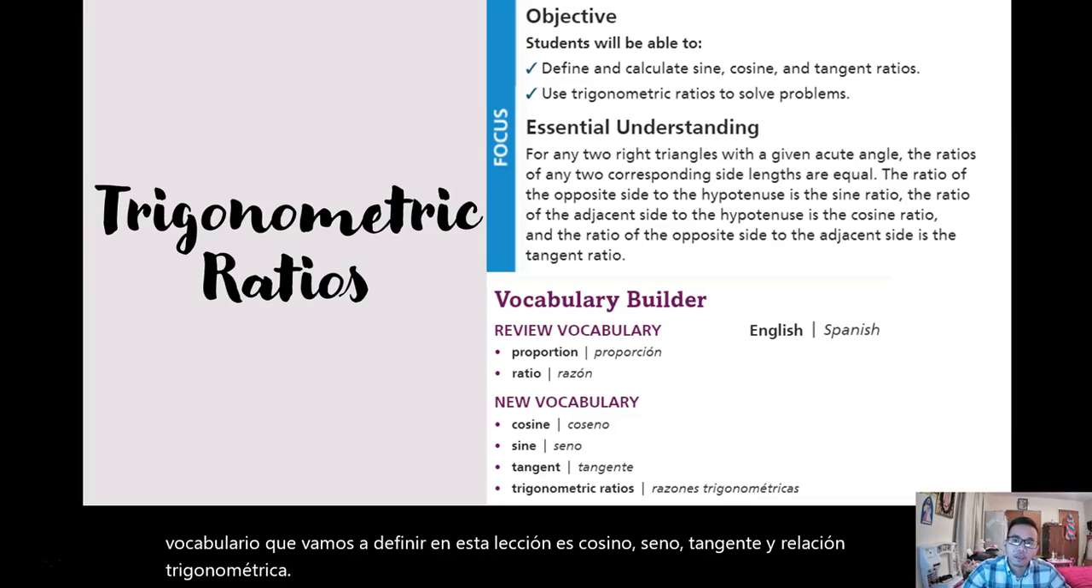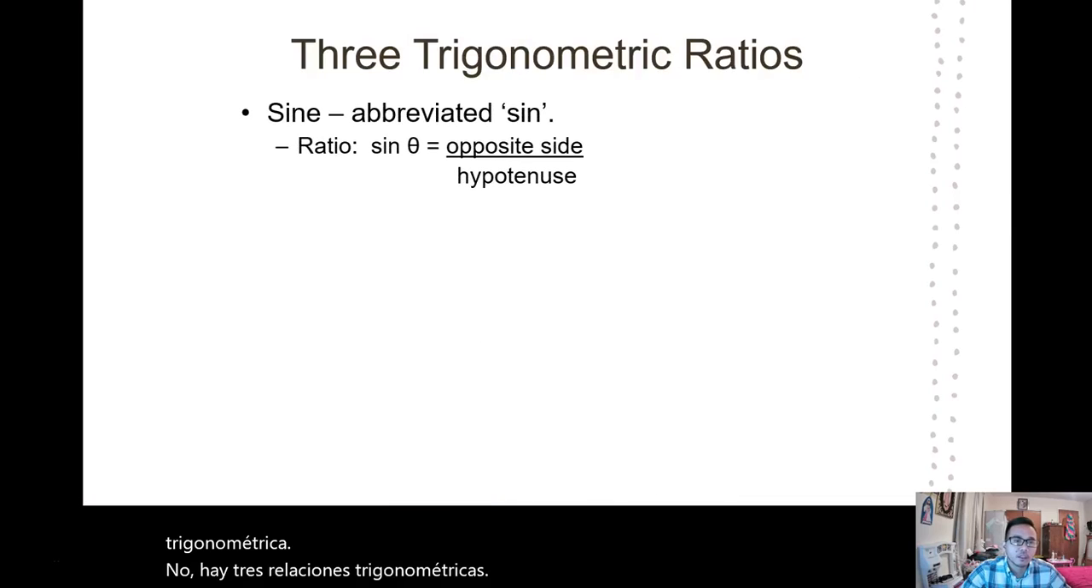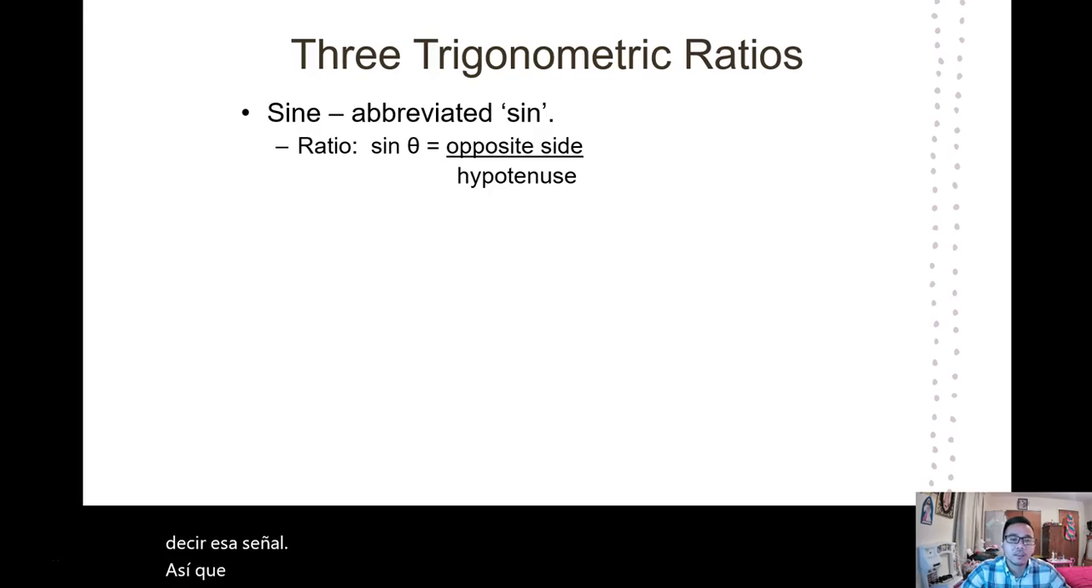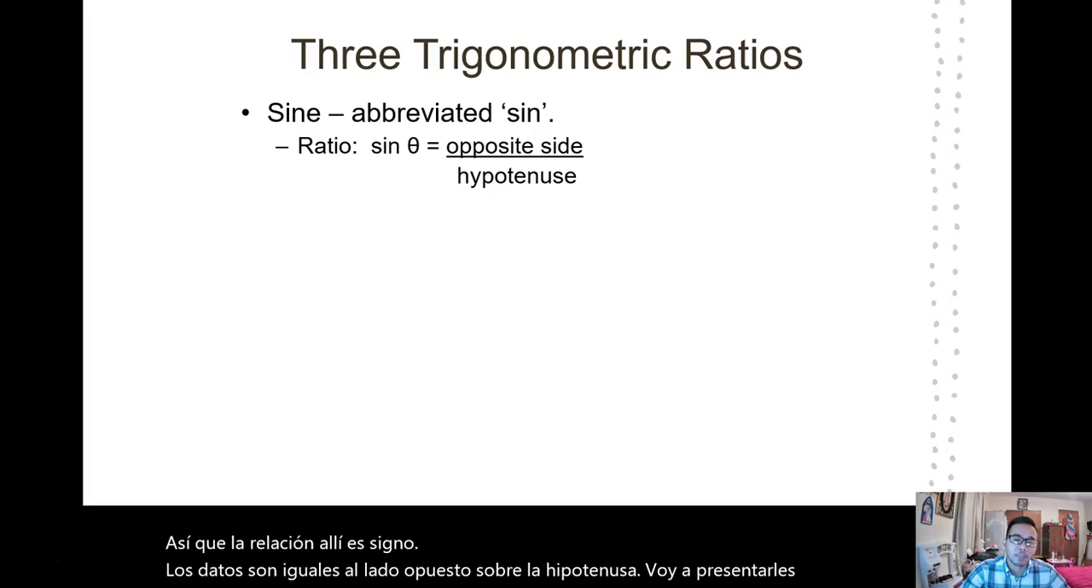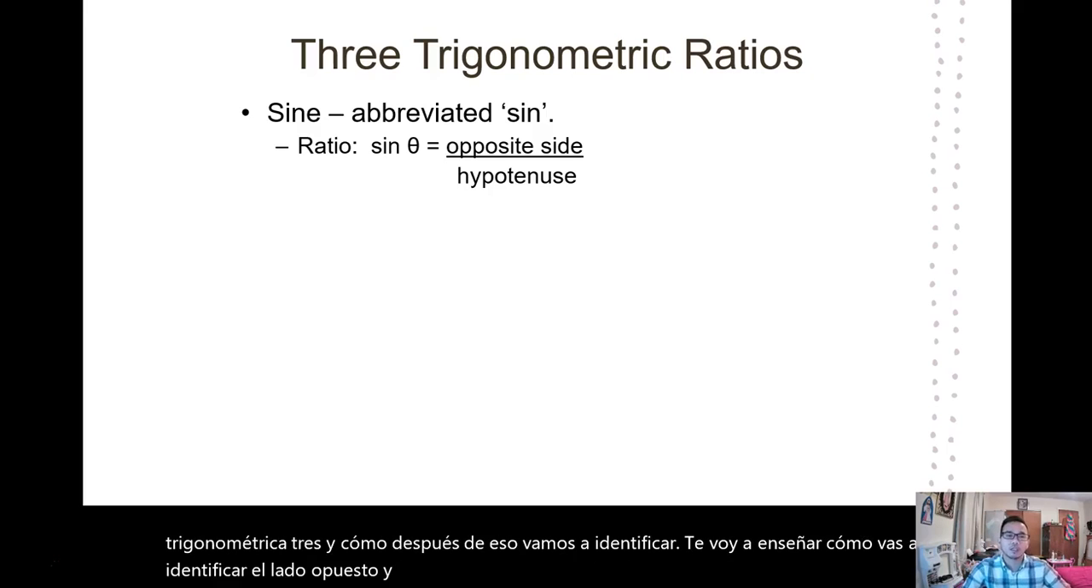Now, there are three trigonometric ratios. First, we have your sine, abbreviated as SIN. That's not "sin", so you still have to say "sine". The ratio there is sine theta is equal to opposite side over hypotenuse. I'm going to introduce to you the three trigonometric ratios, and after that I'm going to teach you how to identify the opposite side, the hypotenuse, and the adjacent side.